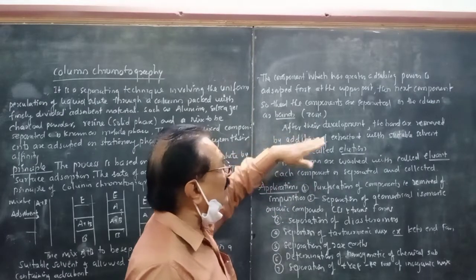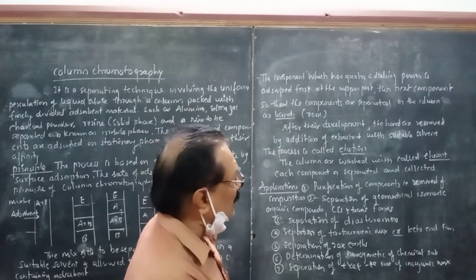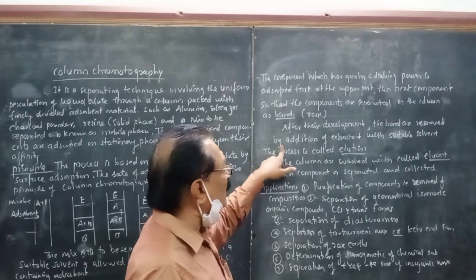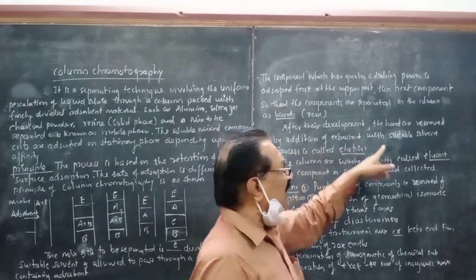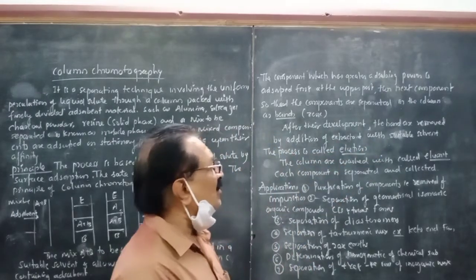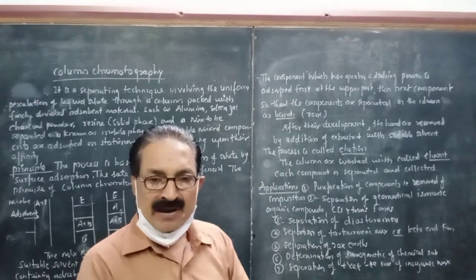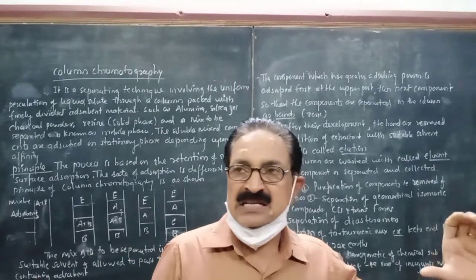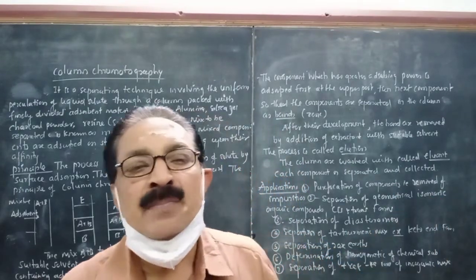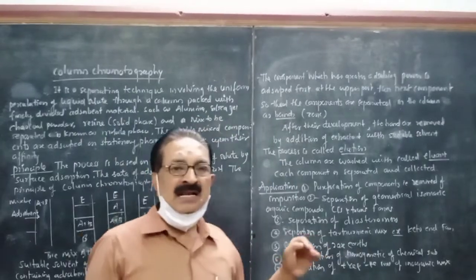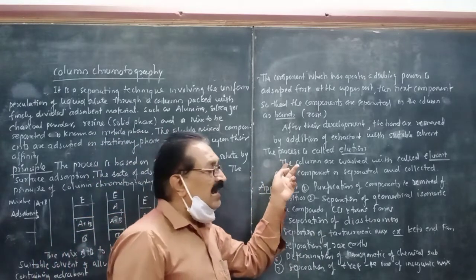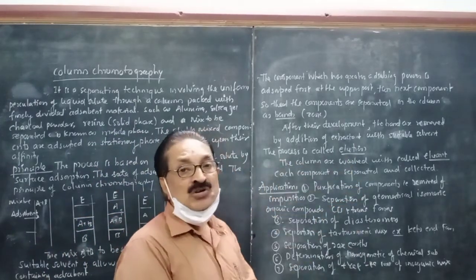After development of the different zones or bands, they are removed by the addition of an extractant or suitable solvent. Whatever bands are formed, those bands are separated from one another by the addition of a suitable solvent, and that process is known as the elution process.